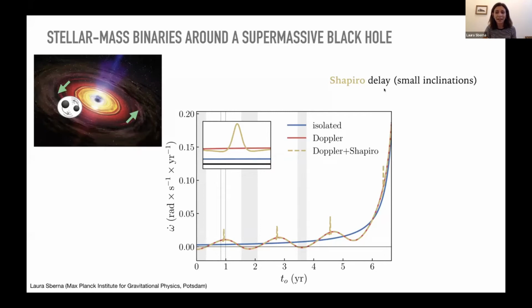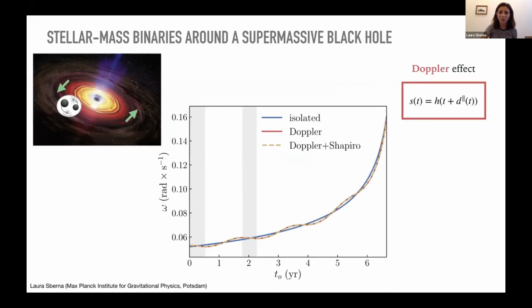So in the next slide, I'm going to go back to the case which you saw before, where the inclination is more generic, is larger, and so Shapiro is subdominant to Doppler, but still detectable. Oh, the binary needs to go around.